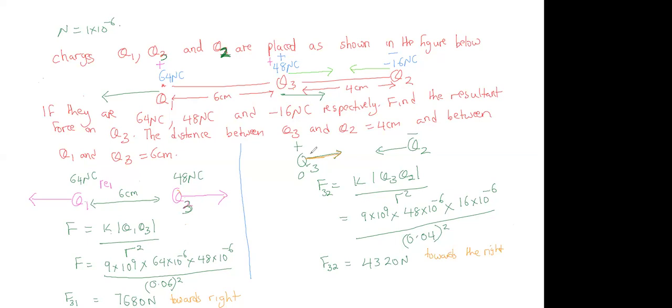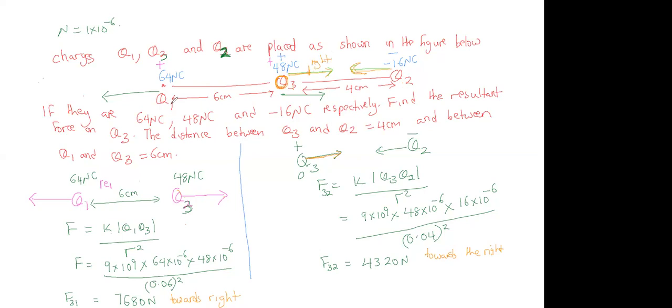We are repeating. The force we are interested in is the force on Q3. Between Q3 and Q2, it is an attractive force, and if something is attractive, it means that Q3 will act towards Q2. So the attractive force will look like this. But since I'm interested in Q3, I will always consider this force here. So this force is pointing to the right.